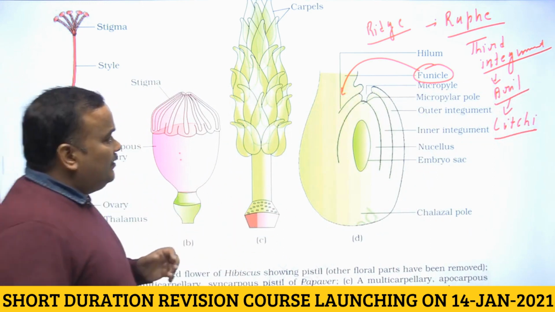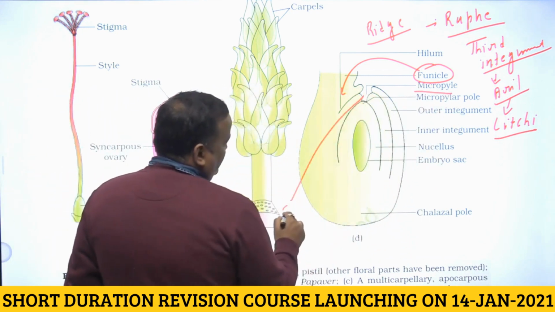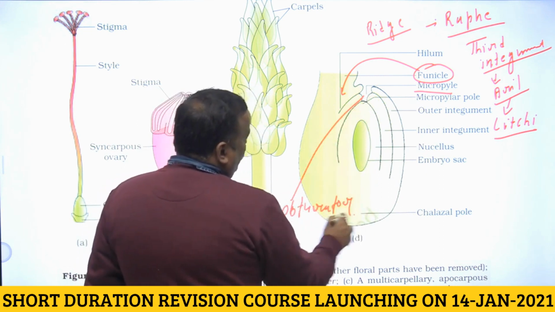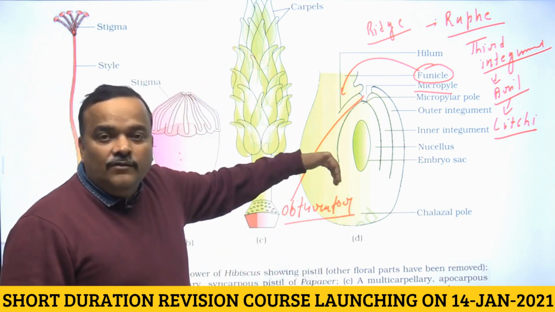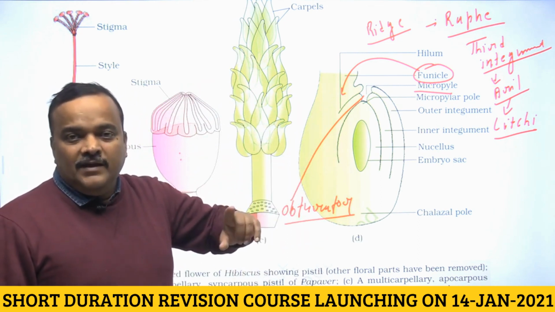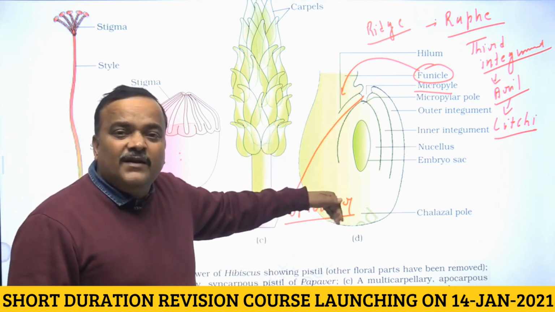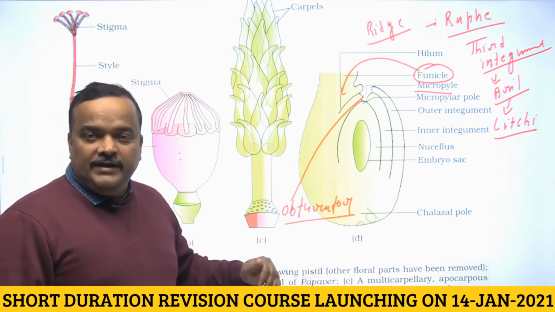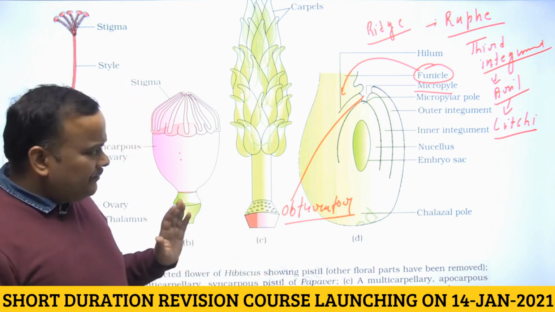Then towards the micropylar end of this ovule, we have a structure referred to as the obturator. Now this obturator guides the entry of the pollen tube inside the ovule. So entry of the pollen tube inside the ovule is guided by the obturator. And second thing, entry of the pollen tube inside the embryo sac is guided by the filiform apparatus. So obturator for entry into the ovule and filiform apparatus for entry into the embryo sac.